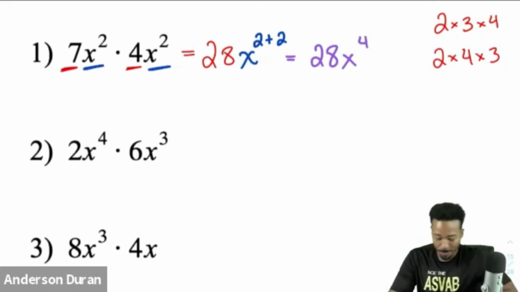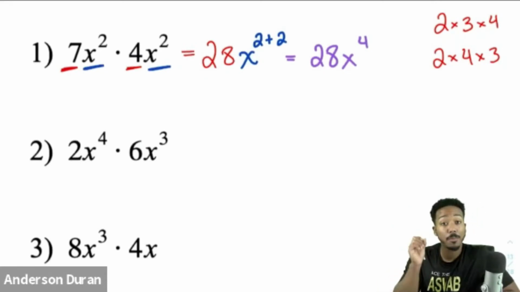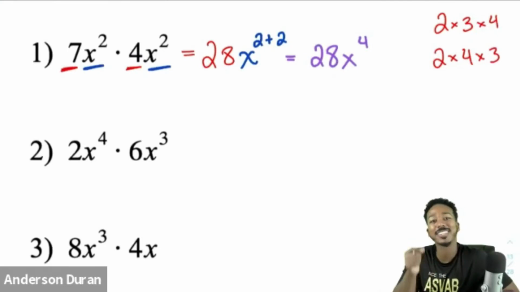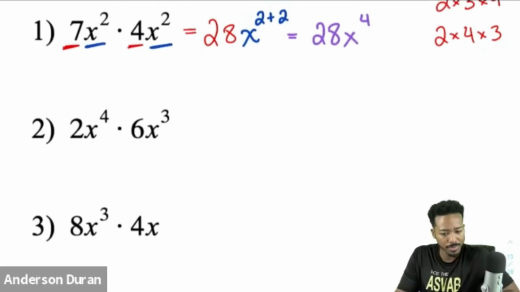But yeah. So again, the idea here is, multiplying powers, add the exponents. If you're confused, write that down a million times. Multiplying powers, add the exponents. Let's take a look at number 2. We have 2x to the power of 4 times 6x to the power of 3.